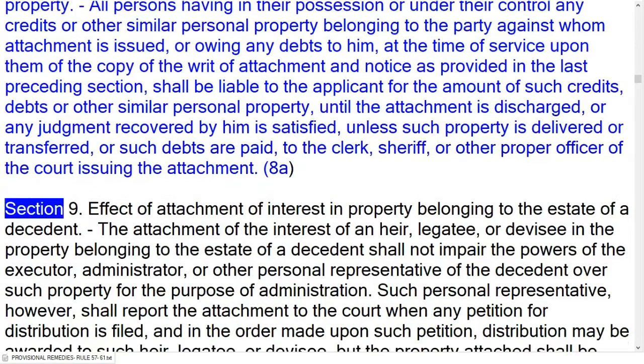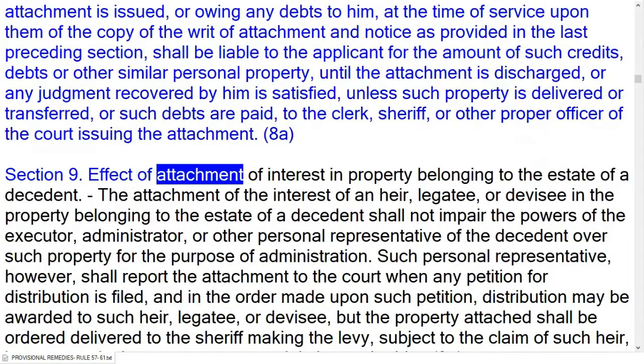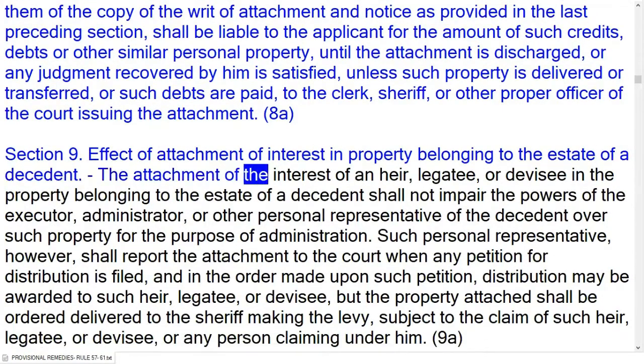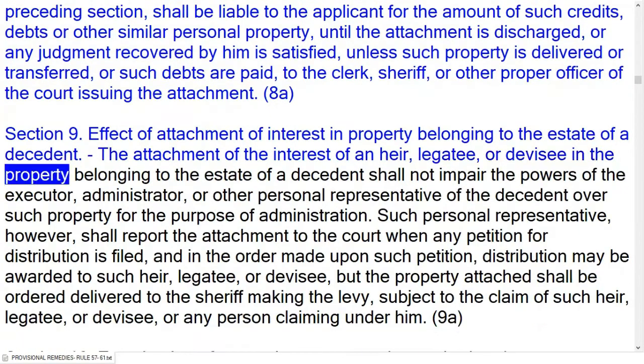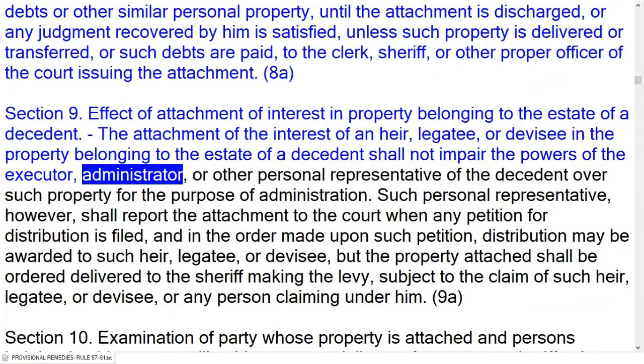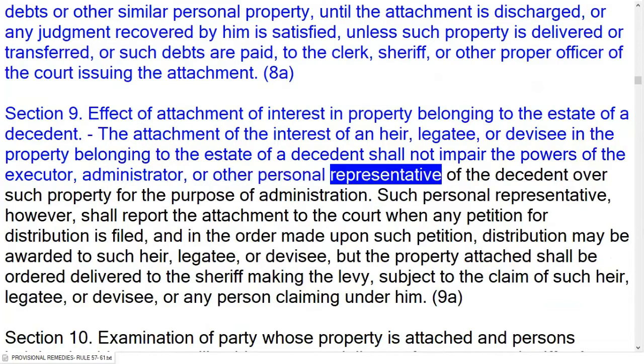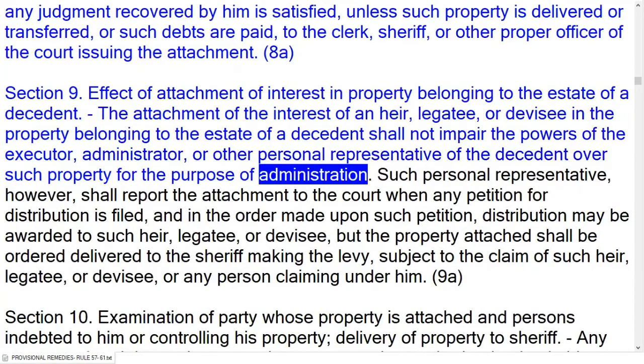8a. Section 9. Effect of attachment of interest in property belonging to the estate of a decedent. The attachment of the interest of an heir, legatee, or devisee in the property belonging to the estate of a decedent shall not impair the powers of the executor and administrator, or other personal representative of the decedent over such property for the purpose of administration.